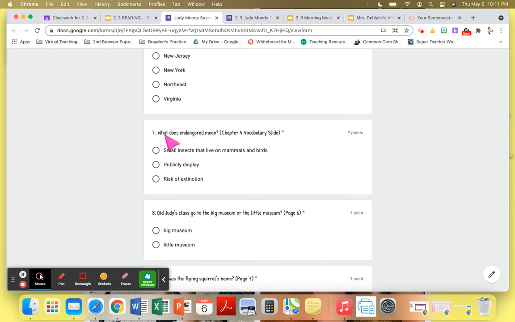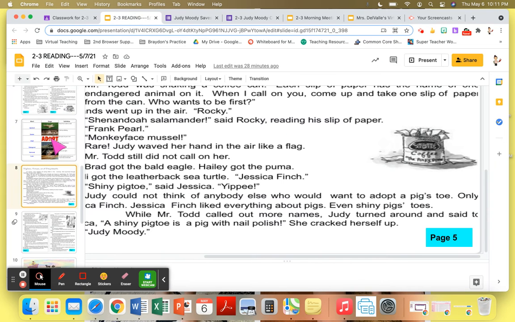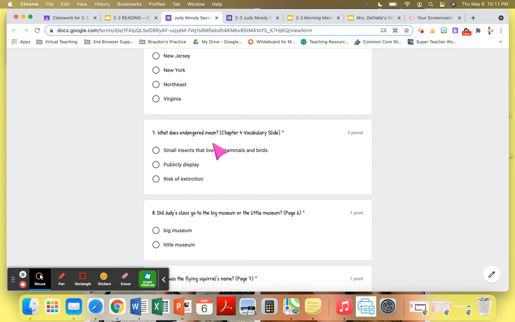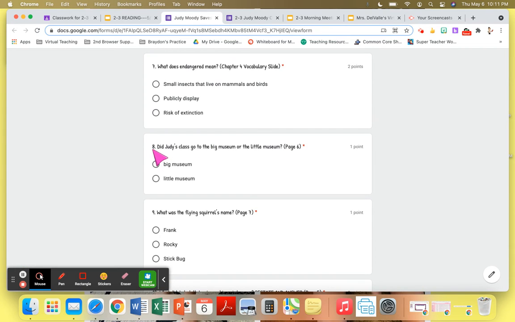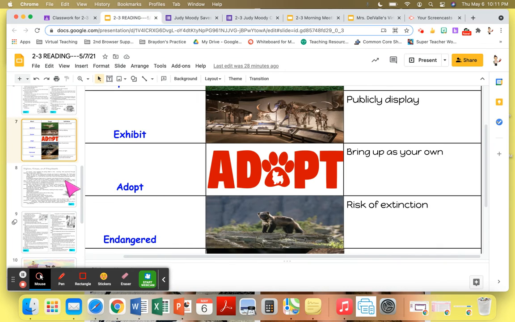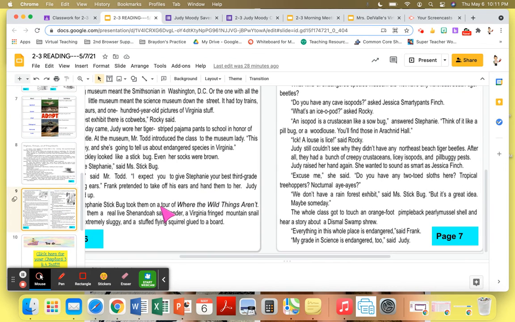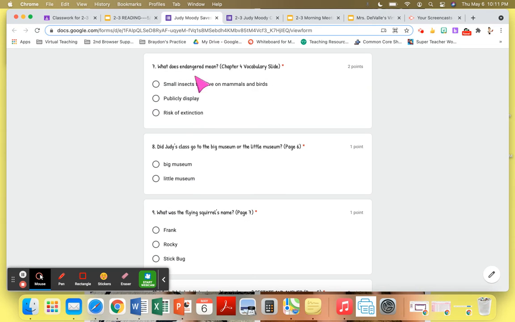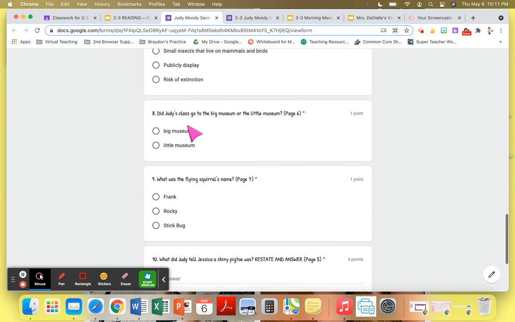Number 7, what does endangered mean? You will use your chapter 4 vocabulary slide. Right here is your chapter 4 vocabulary slide. What does endangered mean? Number 8, did Judy's class go to the big museum or the little museum? On page 6, it will tell you your answer. Here is page 6. Again, Mr. Todd tells them what museum they were going to.